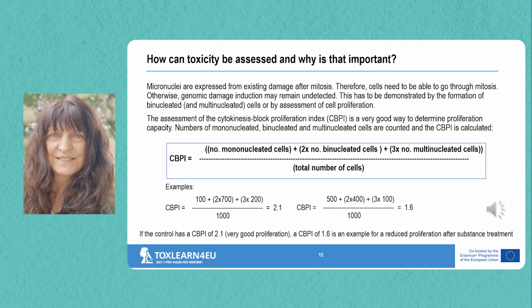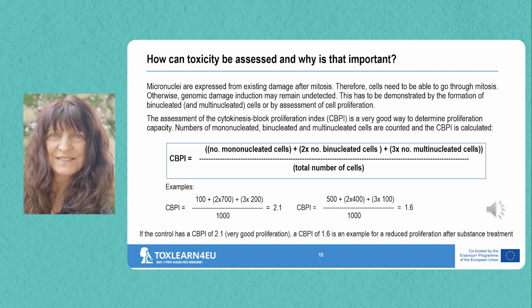How can toxicity be assessed, and why is that important? Micronuclei are expressed from existing damage after mitosis. Therefore, cells need to be able to go through mitosis. Otherwise, genomic damage induction may remain undetected. The fact that the cells are able to go through mitosis has to be demonstrated by the formation of binucleated and multinucleated cells, or by assessment of cell proliferation.